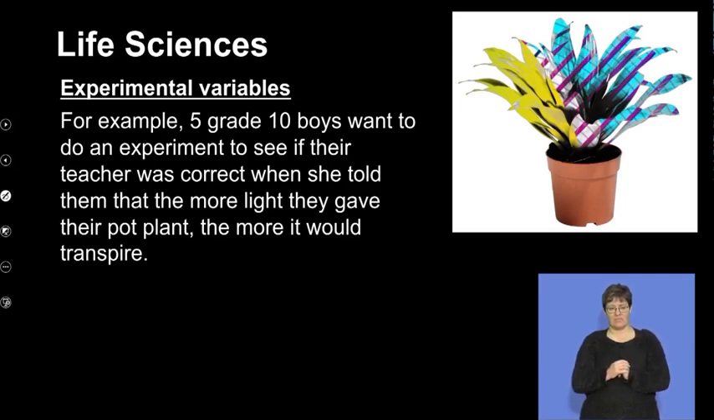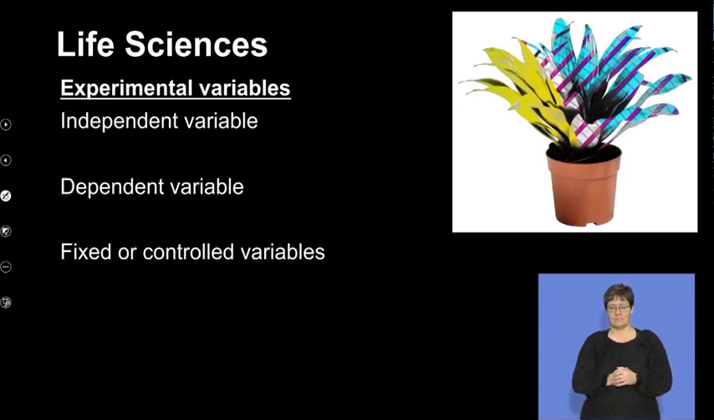There are these 5 boys in grade 10, and they don't really believe their teacher knows what she's doing. And she's told them that the brighter the light they put on their pot plant, the more water the pot plant will lose in transpiration. And they decide, let's check and see if she is telling the truth. So they decide to do an experiment. And for this experiment, they first have to look at what are they going to change, what are they going to measure, and what are they going to keep constant in the experiment.